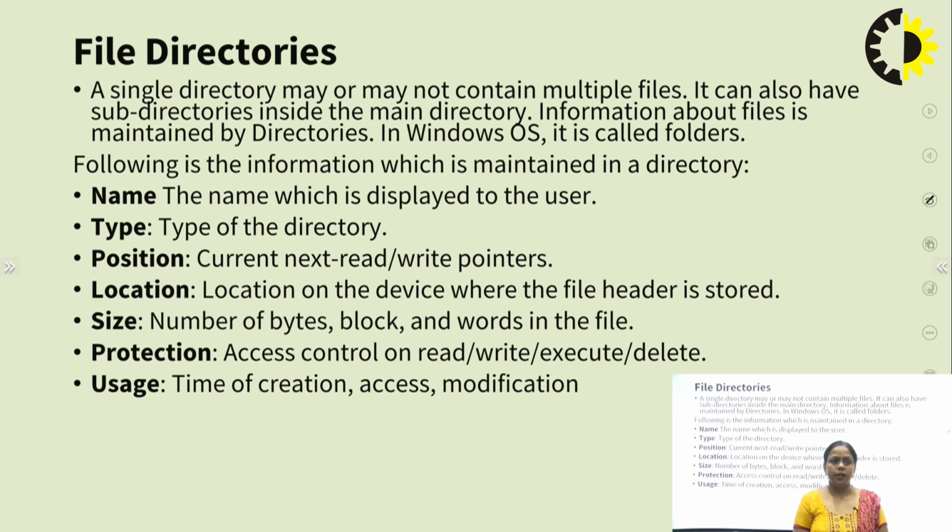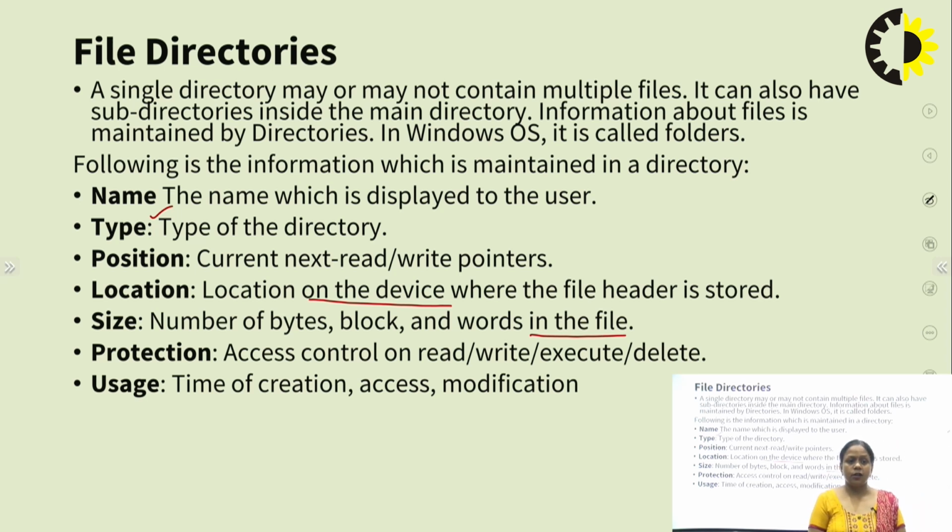Now, what is the meaning of file directory? A file directory is like a folder which is used in Windows. In the file directory, we store different files and their information. And these are the main information which is maintained in the directory. First one is name. The name which is displayed to the user. Second is type of the directory. Position, current or next read write pointer. Location on the device where this directory is stored on the system. This is known as location. Size, number of bytes, blocks or words in the file.